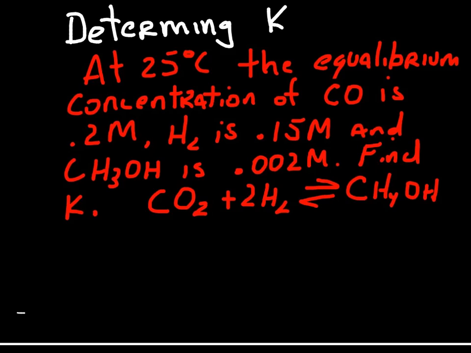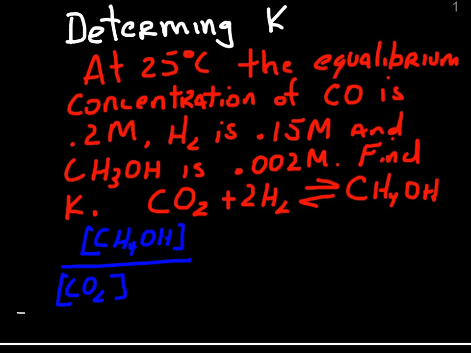I have a problem that I want to show you. It's determining the equilibrium constant K given some concentrations at equilibrium. So now that you know how to draw a mass action expression, that would be the first part. So it's going to be the concentration of the product, which happens to be CH3OH, divided by the concentration of the carbon dioxide times the concentration of hydrogen raised to a power of 2. That 2 is because of the 2 coefficient there.